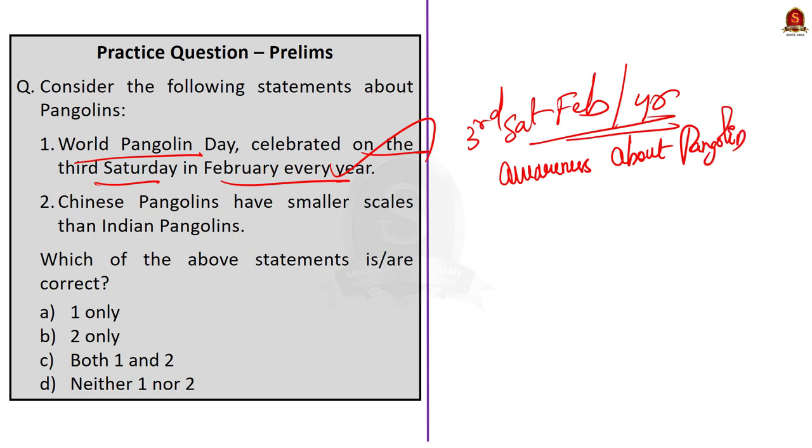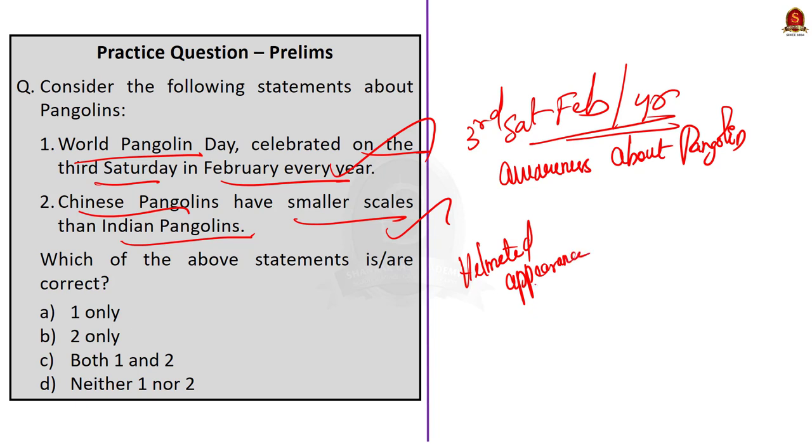Now coming to the second statement, Chinese pangolins have smaller scales than the Indian pangolins. See this statement, it is also correct. See, the Chinese pangolin is distinguished from other Asian pangolins by its helmeted appearance, smaller scales than the Indian pangolin, a larger ear pinna, and a post-anal depression in the skin, and a narrowing near the distal end of the tail. So these are the characteristics from which the Chinese pangolin is distinguished from other Asian pangolins. So among these, one such feature is smaller scales than the Indian pangolin. So from this, we know that statement 2 is also correct. So the correct answer for the question will be option C, both 1 and 2.